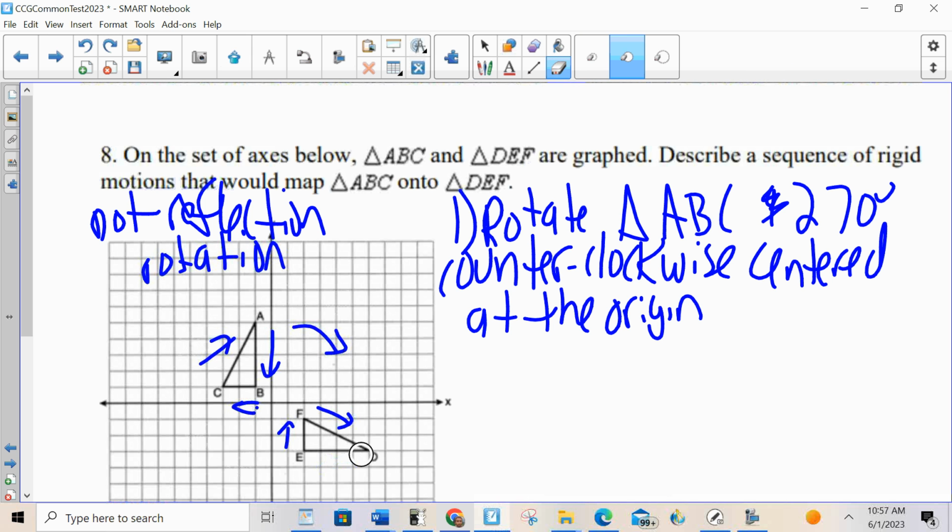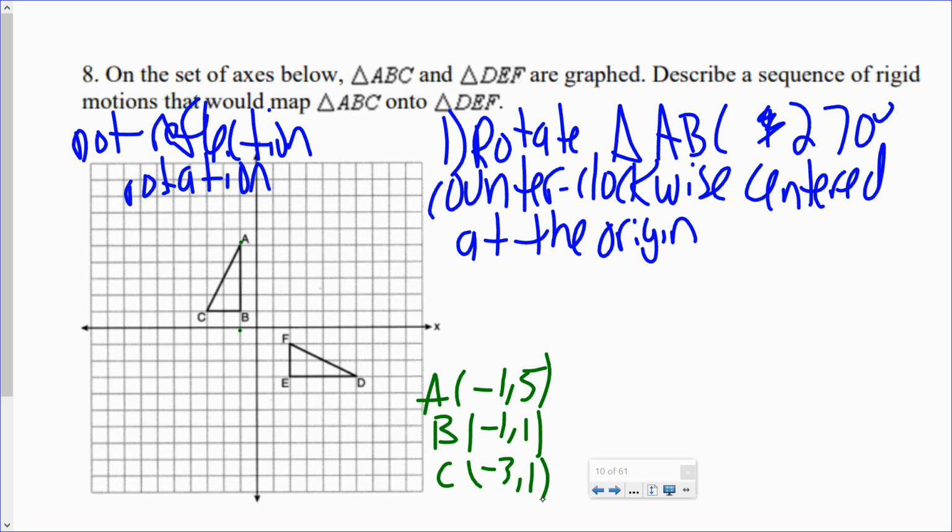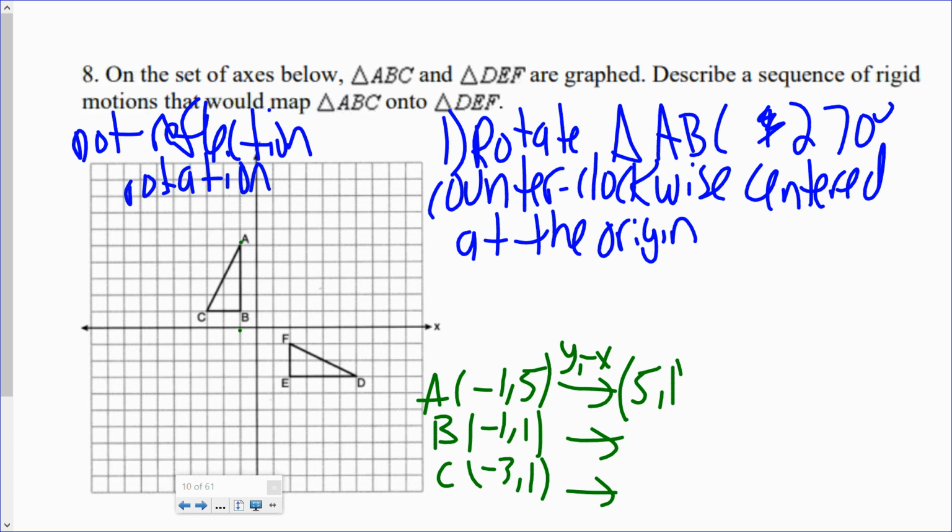Let's just clean this up a little bit. Let's find a fun new color. Fantastic. So I've got A, B, C. A is (-1, 5). B is (-1, 1). C is (-3, 1). The rule for 270 is (y, -x). So (5, 1), (1, 1), (1, 3).